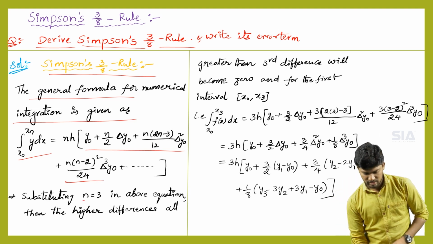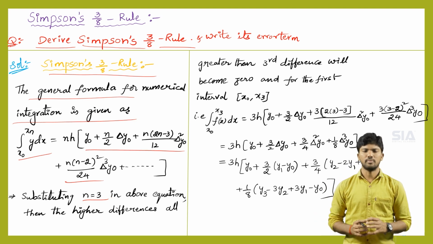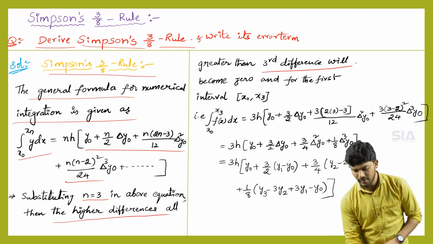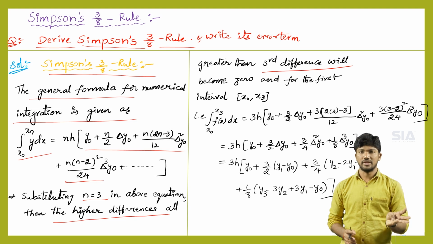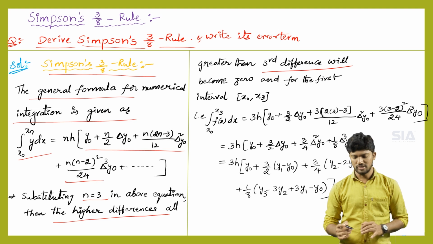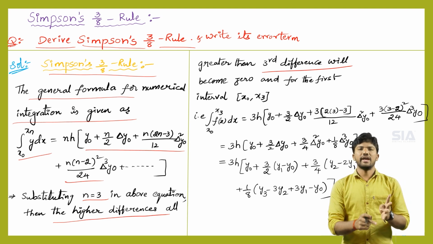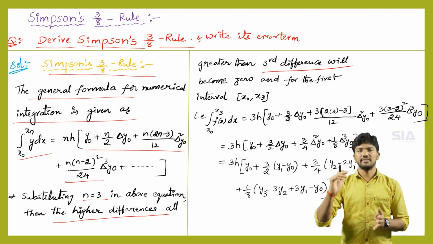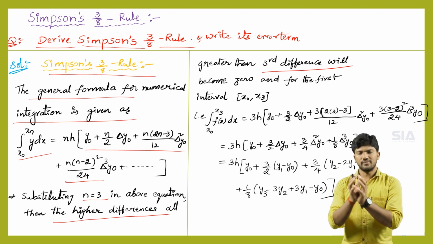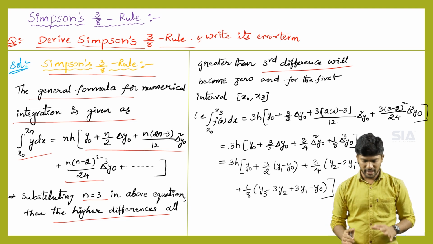Now substituting n is equal to 3 in the above equation, the higher order differences, all those greater than the third difference, will become 0. You know very well. Here n is equal to 3 means including x0, x1, x2, x3, you will get 4 x values. 4 x values means you will get a third order forward difference operator.